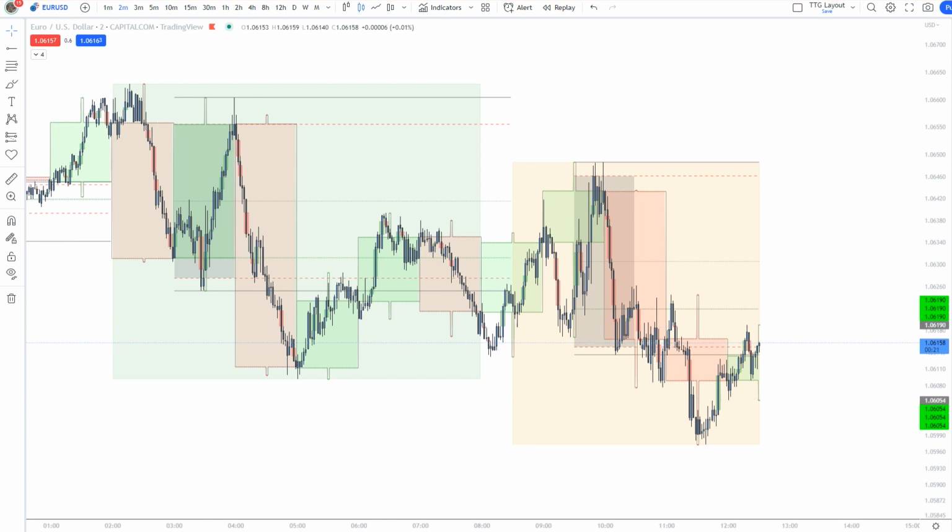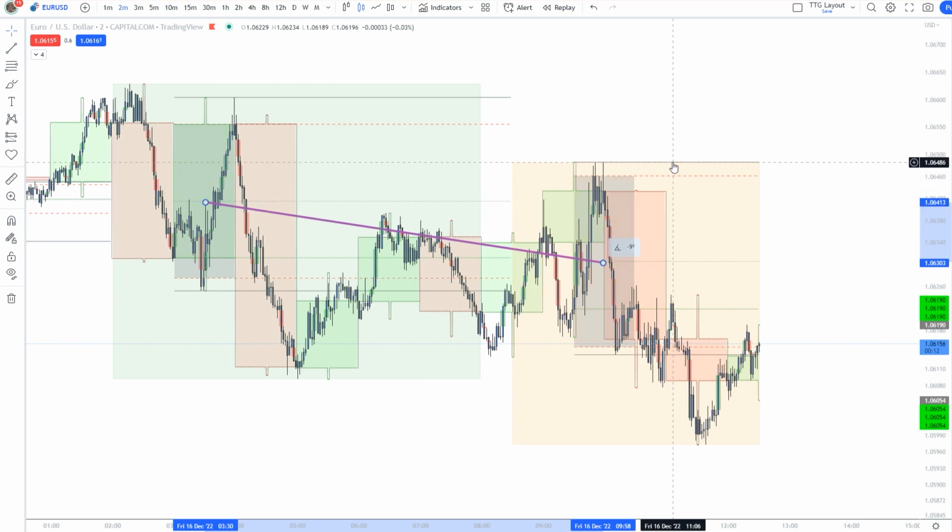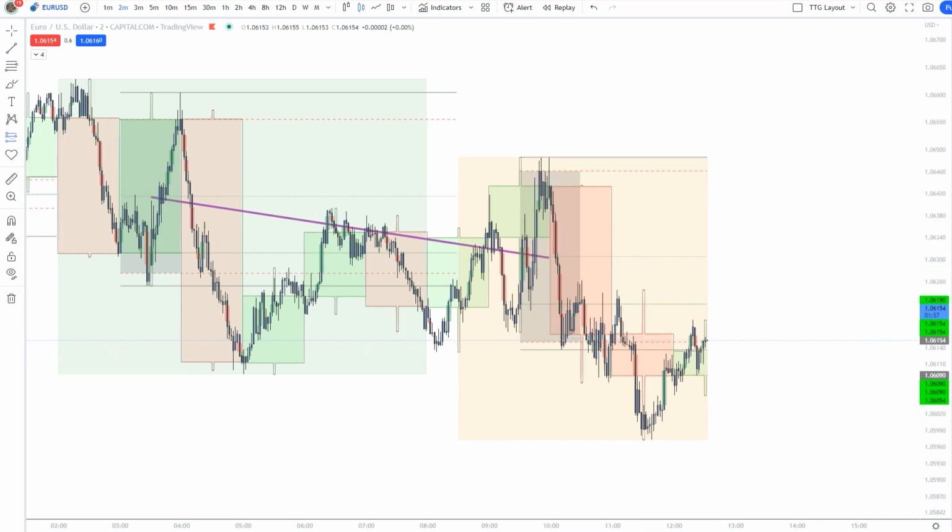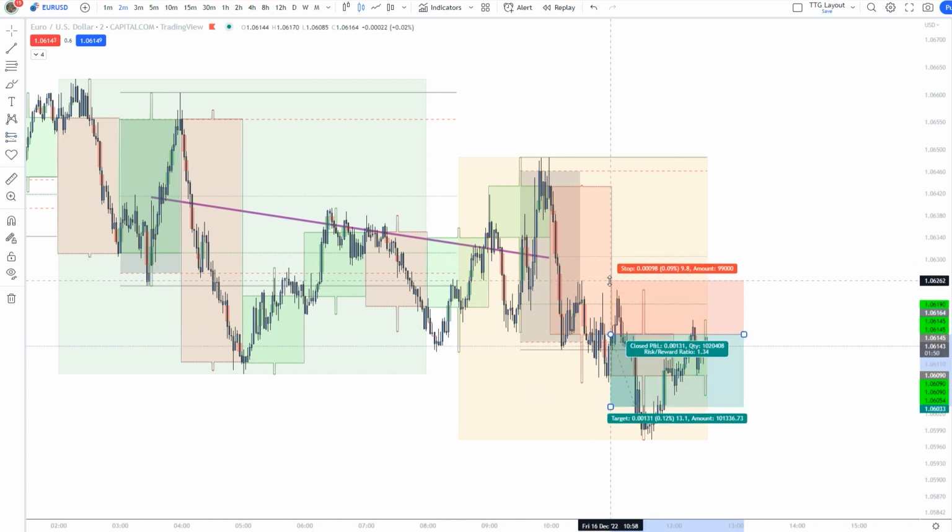So what I see here at the moment, when we are comparing the ODR to the RDR, then I think this is a downside expansion model. So my bias is short. Potential entries I see here at the break of the RDR low, and I would be in profit already.